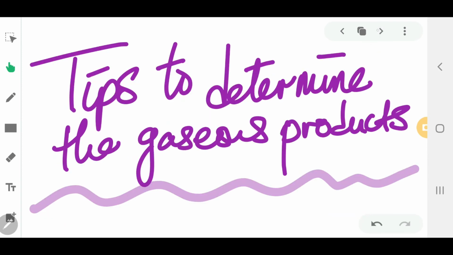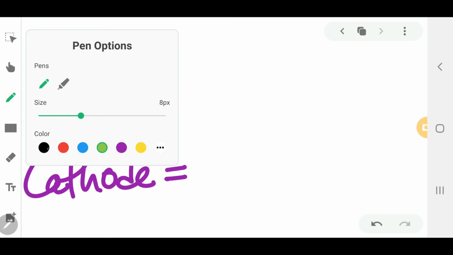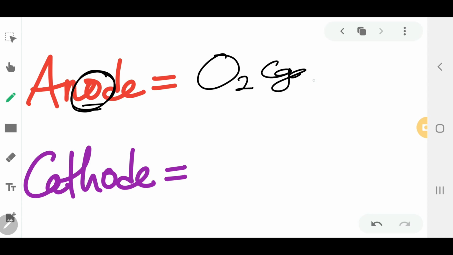Here is a very quick tip to determine the gaseous products at the anode and cathode. How are you going to memorize that? We're going to use the mnemonic of the middle letter. So I'm going to use black over here. When you look at the word anode, the middle letter will be O. Okay, you look at the middle over there. It will be the letter O. Therefore, O, when you put 2 right there, then you get oxygen gas.